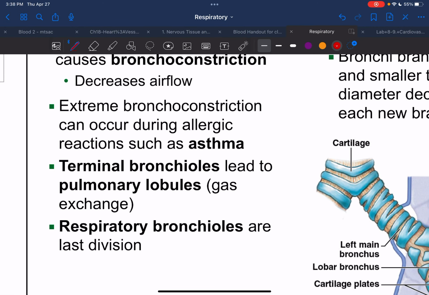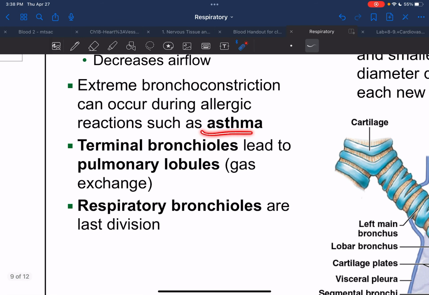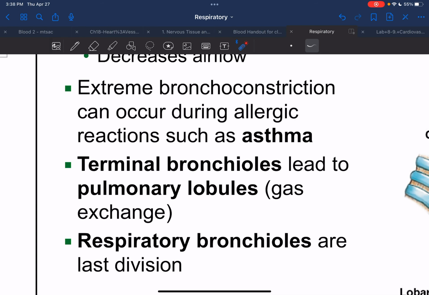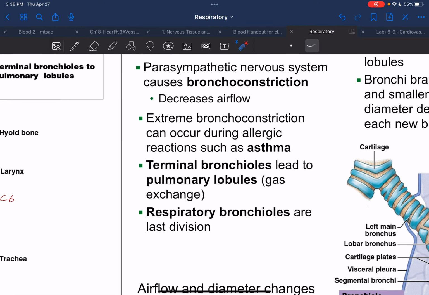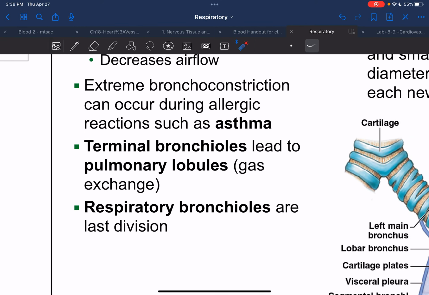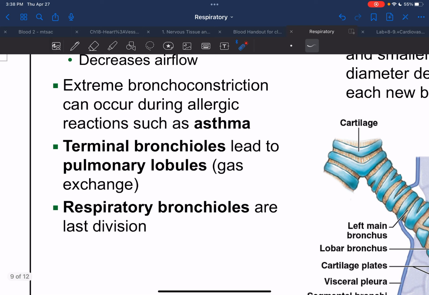And so some things, like when you have extreme bronchoconstriction, we refer to this as asthma. And this can be caused by a few triggers. This can be caused by allergies, hypersensitivity, and a few other things. But we usually refer to anything that causes extreme bronchoconstriction as triggers. You might see this again, triggers.